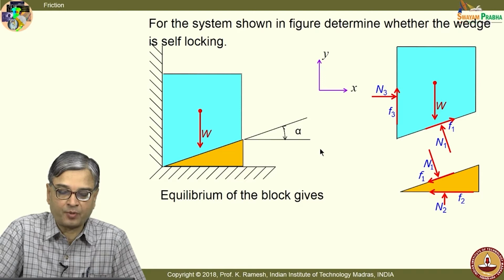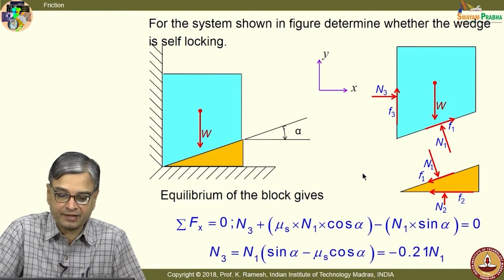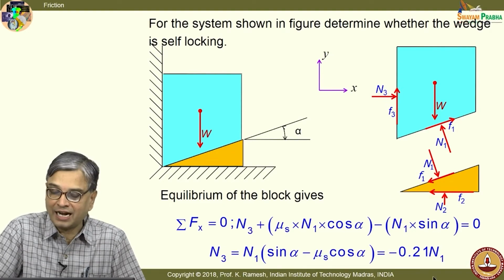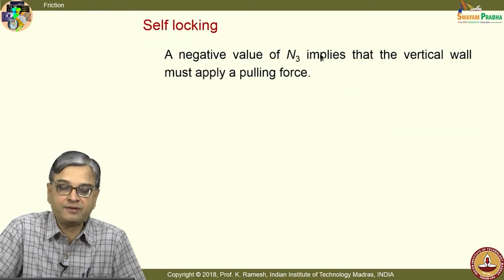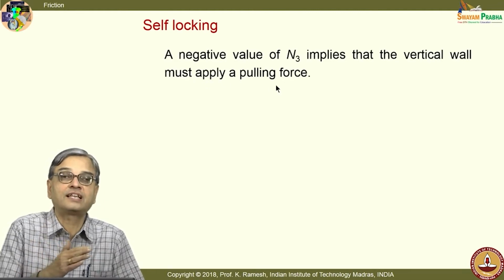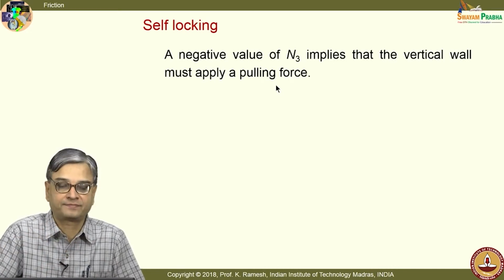and the equilibrium of the block gives sigma Fx equal to 0. It gives me this expression, and when I simplify, I get an expression for the reaction from the wall N3. That turns out to be negative. This is 0.021 N1. The negative value implies that the vertical wall must apply a pulling force, which is not possible. So, that is how you establish that the wedge is self-locking. Okay.